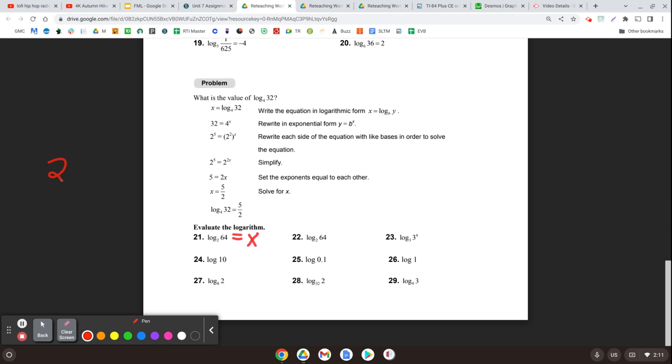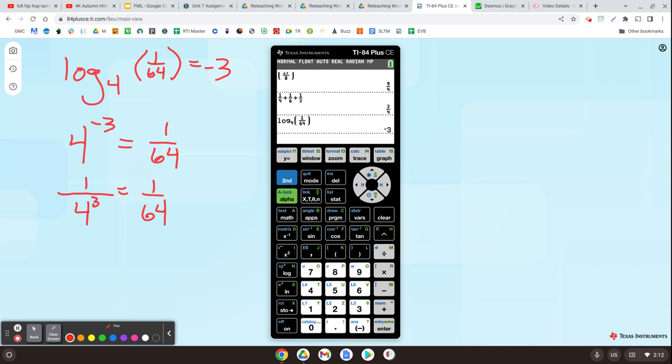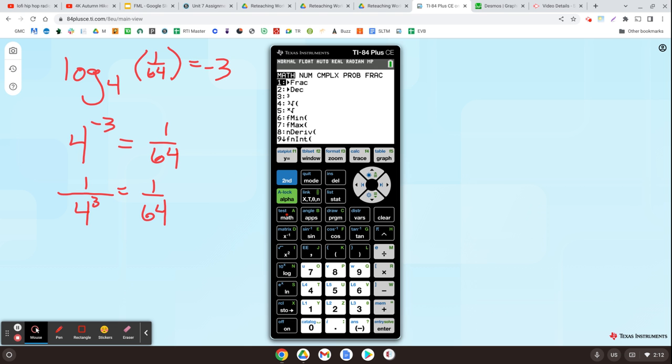So what they mean is 2 to the x equals 64. Well, 2 to what power is 64? I don't know. 2, 4, 8, 16, 32, 64. It's 2 to the 6th power is 64. But I don't have to do that in my head if I don't want. I can do math. Math. Log base. There it is.